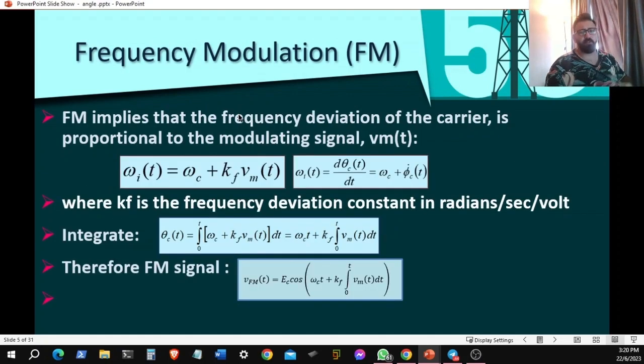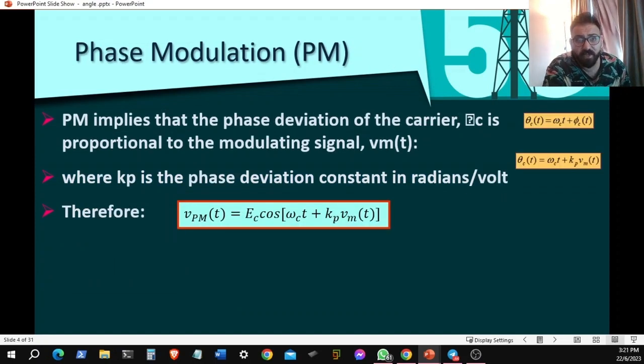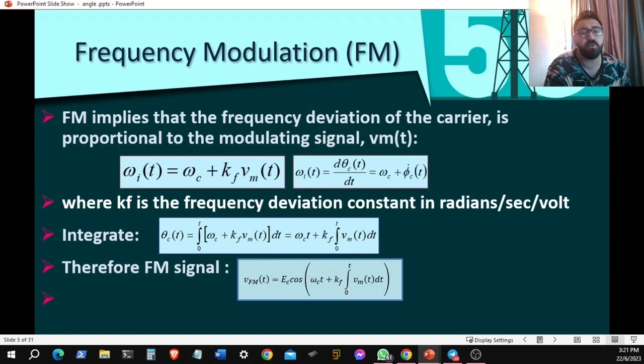And now let's talk about frequency modulation. FM implies that the frequency deviation of the carrier is proportional to the modulating signal. Notice that in phase modulation, the phase deviation of the carrier is proportional to the modulating signal. However, in FM, the frequency deviation is proportional. The equation has been shown here, where Kf is the frequency deviation constant in radians per second per volt. After we do the integration, the FM signal will finally equal the last equation shown in the photo.